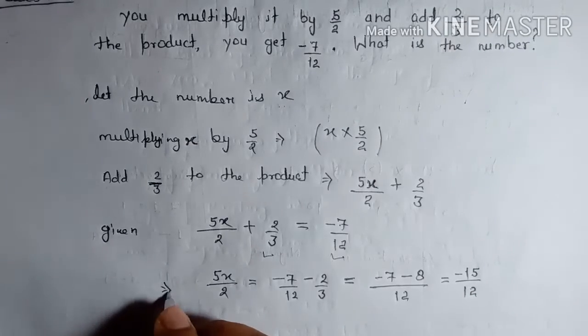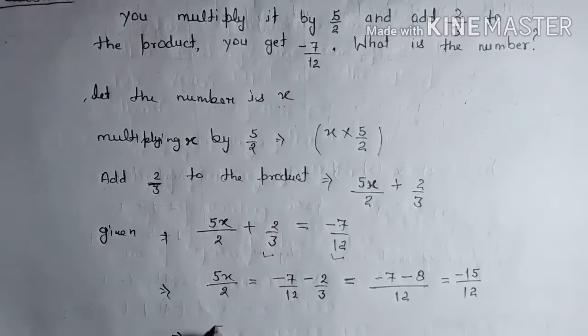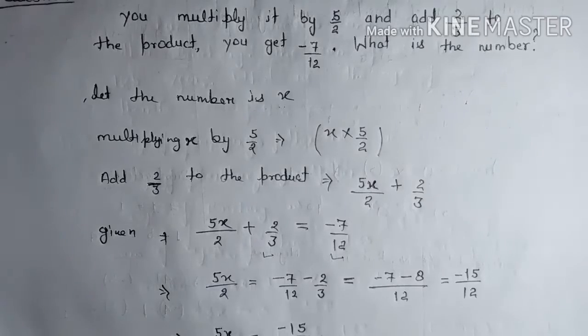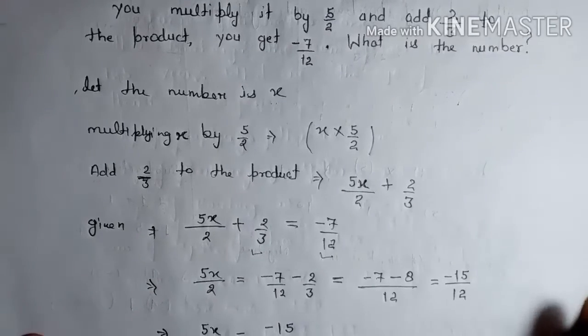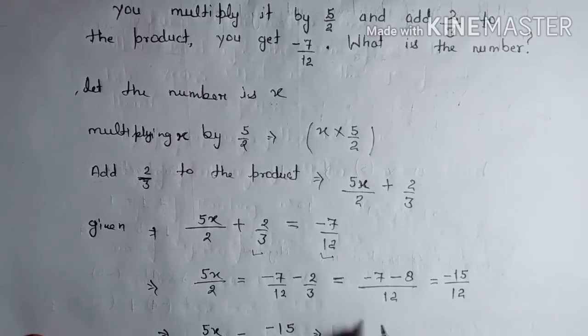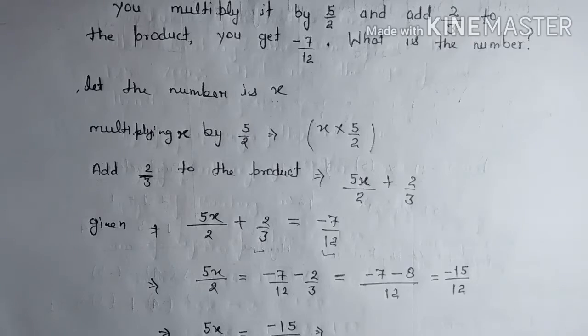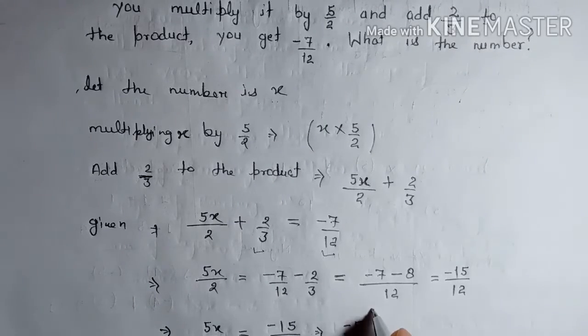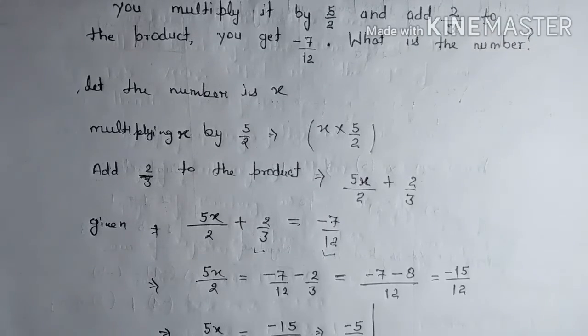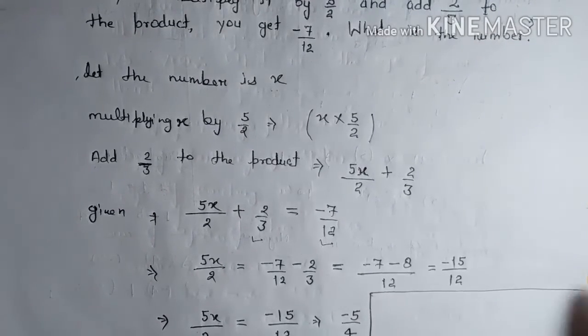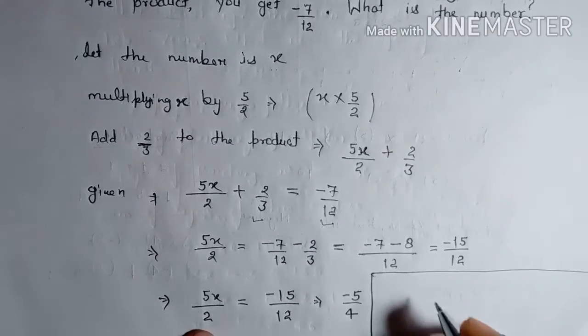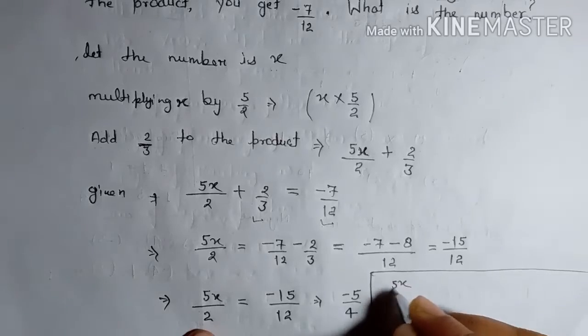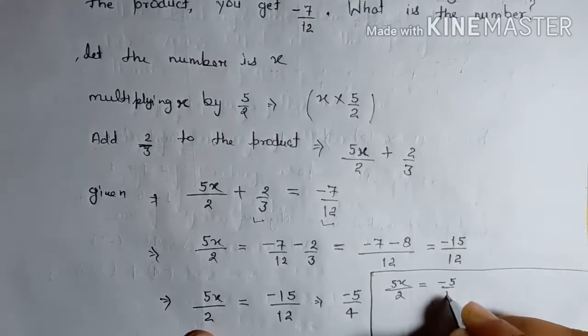So eventually you get that 5x upon 2 is equal to minus 15 upon 12. Now what to do? This minus 15 upon 12 can be written as, if you divide by 3, minus 5 upon 4, and this is 5x upon 2. So get value of x here. You have to write here if you have pages. So in this bracket I am writing 5x upon 2 is equal to minus 5 upon 4.